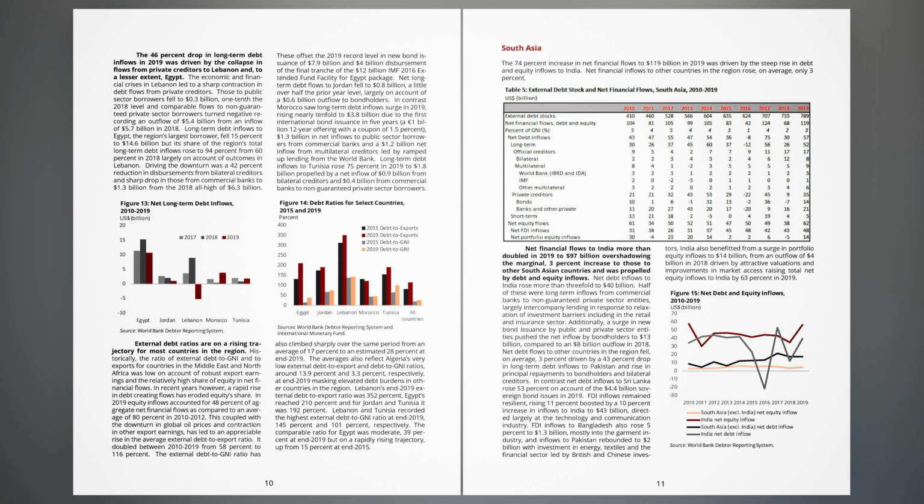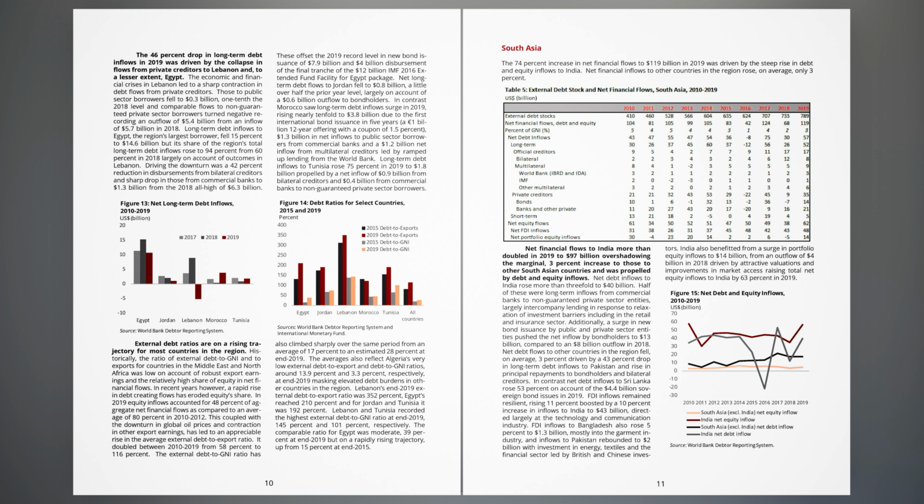Net debt inflows to India rose more than threefold to $40 billion. Half of these were long-term inflows from commercial banks to non-guaranteed private sector entities, largely intercompany lending in response to relaxation of investment barriers, including in the retail and insurance sector. Additionally, a surge in new bond issuance by public and private sector entities pushed the net inflow by bondholders to $13 billion, compared to an $8 billion outflow in 2018.